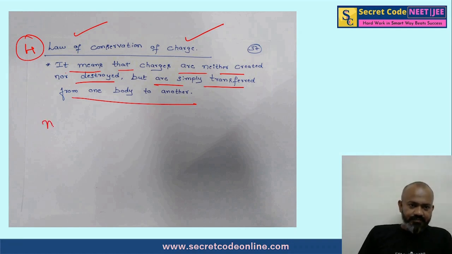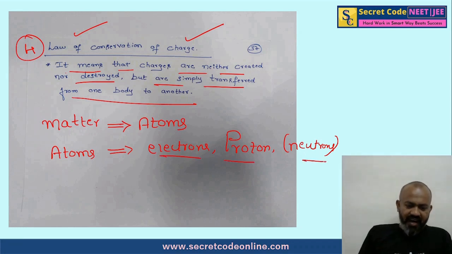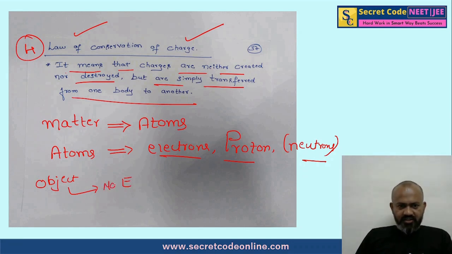And we know that matter is made up of what? Matter is made up of atoms, and atoms are made up of what? Atoms are made up of electrons, protons, and neutrons. And if the object has an equal number of electrons and protons, that means the number of electrons is equal to the number of protons, then there is no net electric charge on that object.